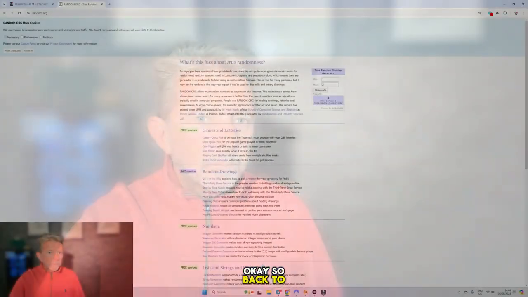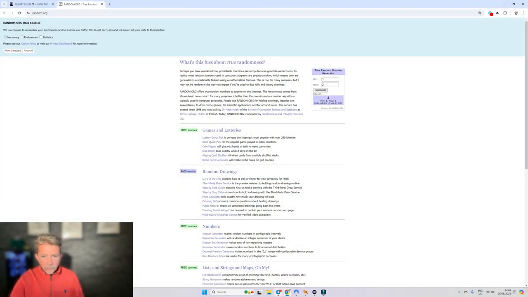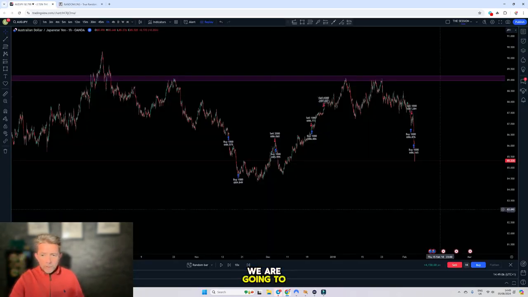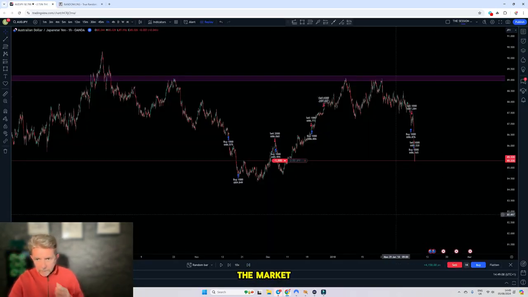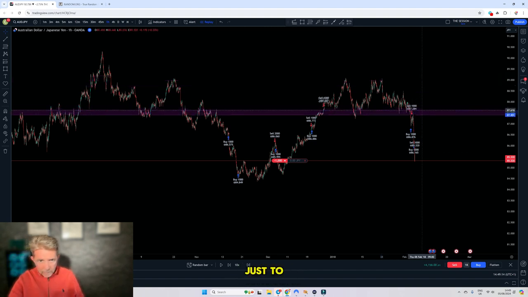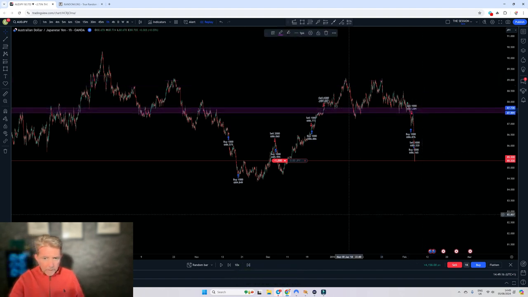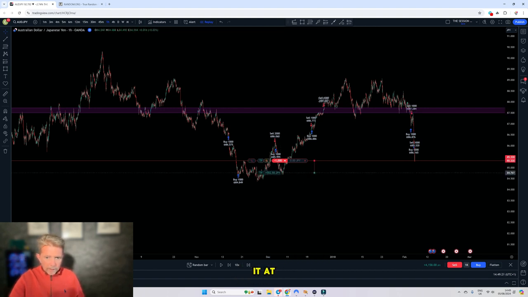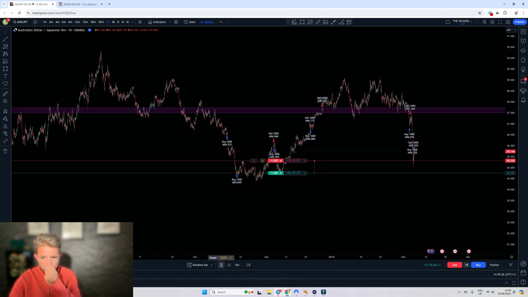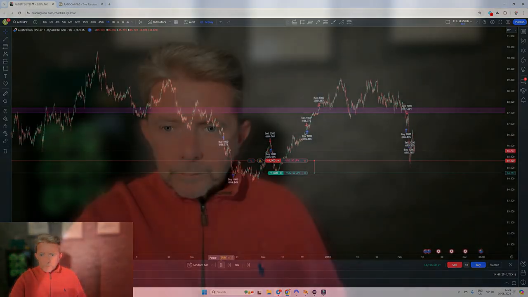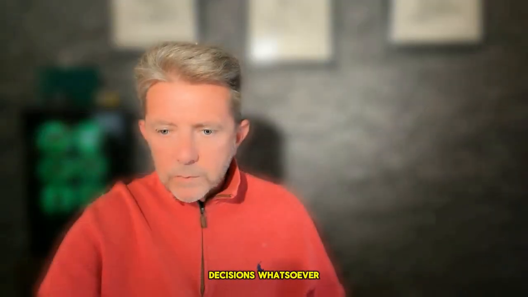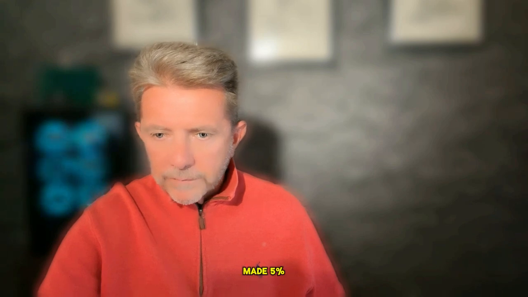Okay, so back to random.org. Do I buy? Do I sell? Do I go long? Do I go short? It's telling me that we are going to go short the market. So we're going to sell the market. The area of resistance I'm going to bring down now, just to about this area there. And my take profit, I'm just going to put it at about there. And let's see what happens to this one. So I've made no decisions whatsoever, and I have now made 5% on the account.